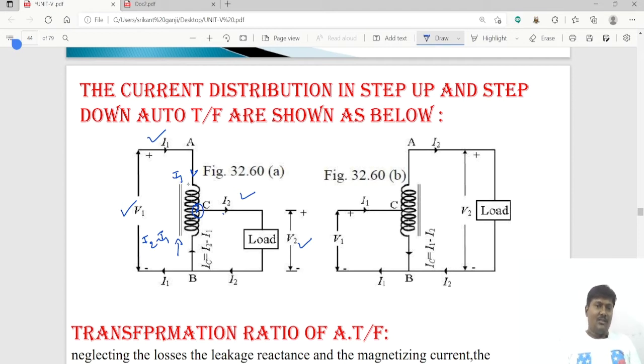Because if we have more turns on the primary side, I1 is less. Voltage is high means the current is less, and for a step down auto transformer the I2 value is more because V2 is less. Then we are getting higher current minus lower current. That means I2 minus I1 is in the upward direction. Coming to step up auto transformer, I1 is very high and V1 is low here, and I2 is low and V2 is high. That's why here I1 minus I2 is in the downward direction.